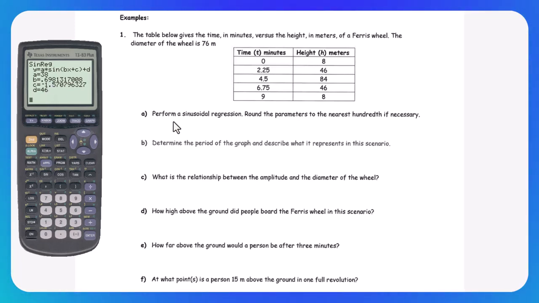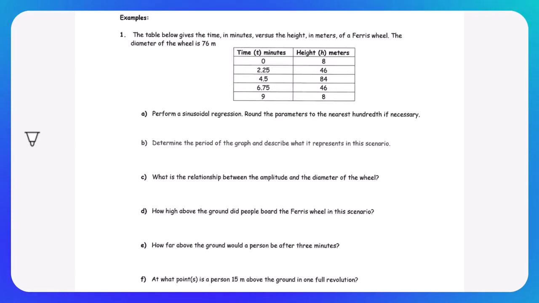So when we write that out, let's get some pencils going on here. We get y equals 38 sine of, now here's where our rounding takes place, 0.70.